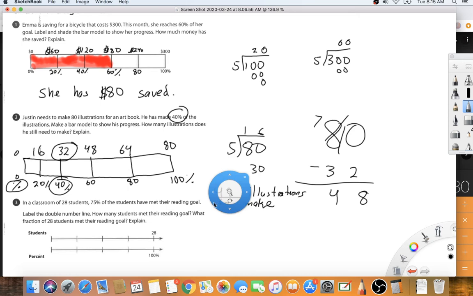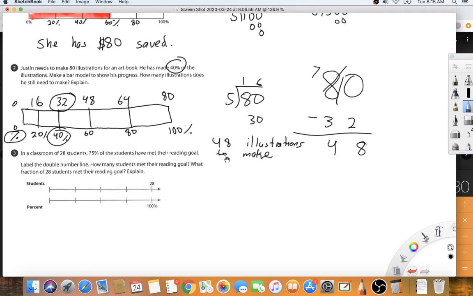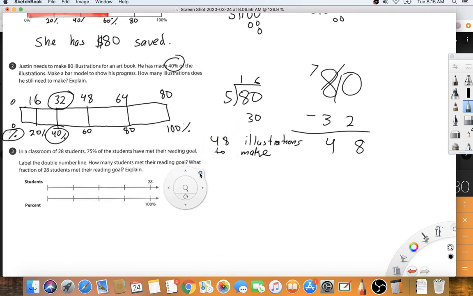Okay, now let's go to our last one. It says in a classroom of 28 students, 75% of students have met their reading goal. Label the double number line. How many students met their reading goal? What fraction of the 28 students met their reading goal?